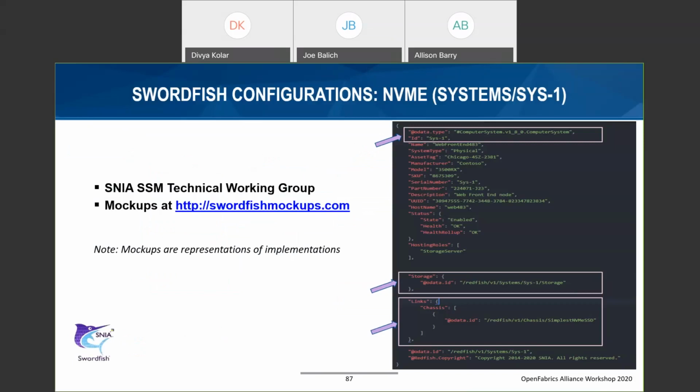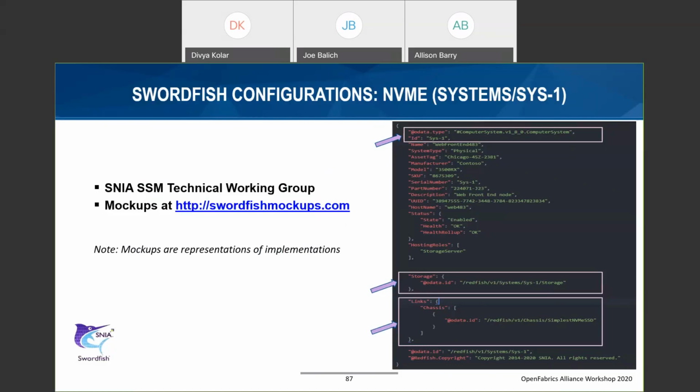Yeah, so this slide shows the snippets of the mockup that we are implementing in the SNIA SSM technical working group. So what are mockups? Mockups are nothing but a state in time of a particular system. So this has been adopted by both Redfish and Swordfish. What we do is we implement the mockup and then tweak and enhance the mockup so that it can cater to your exact use case.